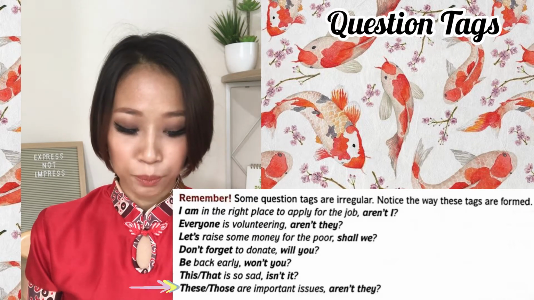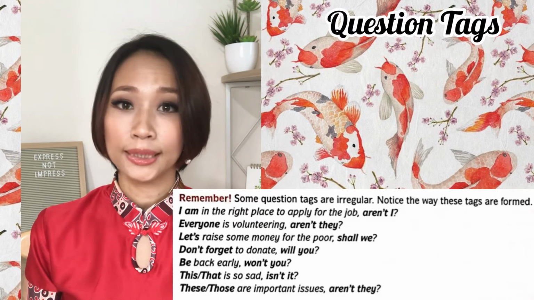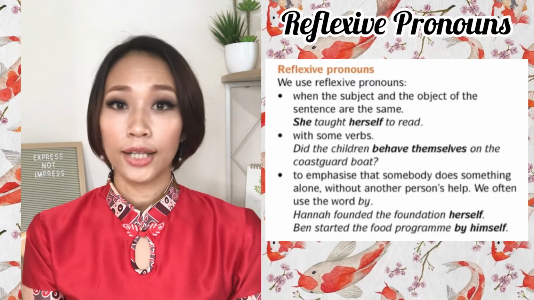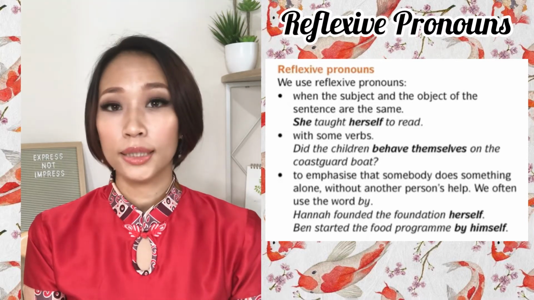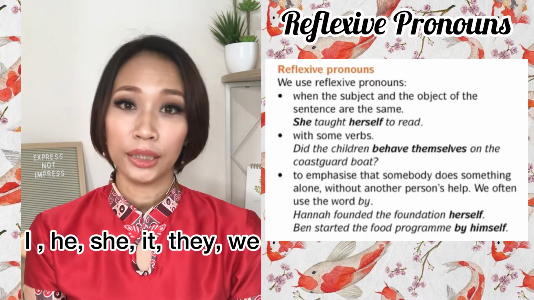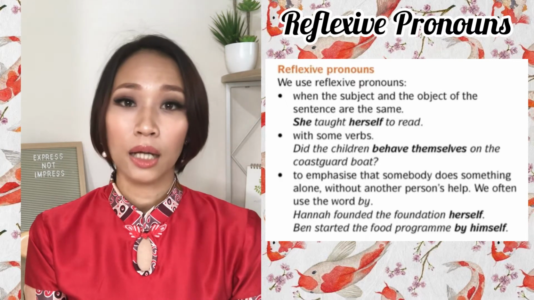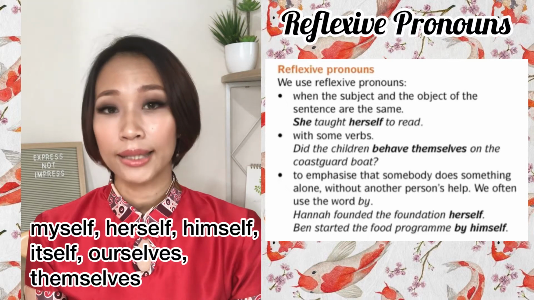These, those are important issues, aren't they? Ini, itu, merupakan isu penting, kan? Ini ayat affirmative, so question tag dia negative. These atau those, pakai aren't they. Reflexive pronouns. Let's refresh our memory first. Pronouns are words like I, he, she, it, they, and we. Reflexive pronouns pula adalah words like myself, herself, himself, itself, ourselves, and themselves.